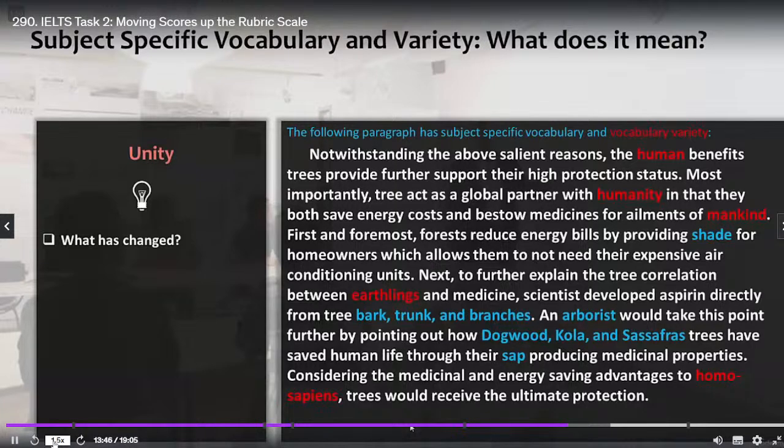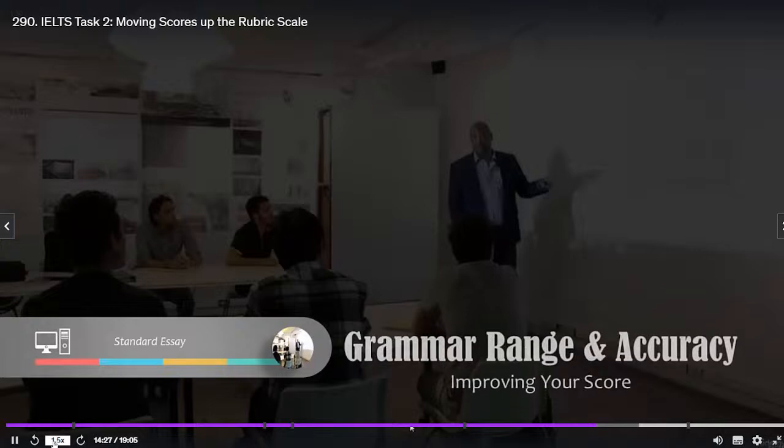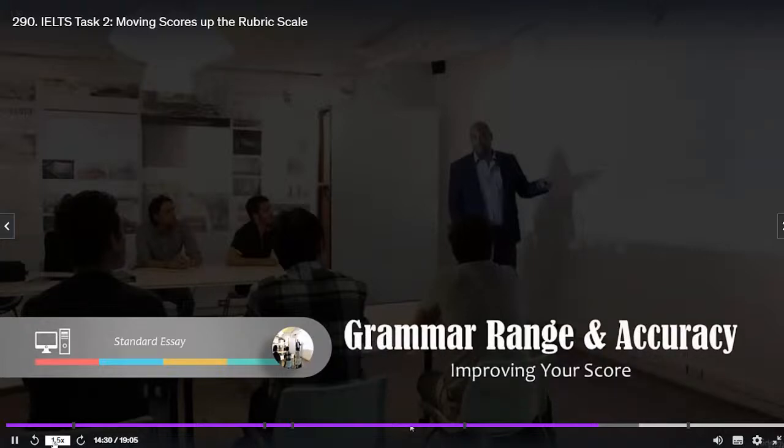Now, some of you may say to me, I don't know anything. I don't have a lot of vocabulary. Well, you have to read more, right? Stop watching TV. Stop watching movies. Read. The more you read, the better vocabulary you're going to have. Watching TV, watching movies is not really the best way to improve your vocabulary, your subject-specific vocabulary, right? That comes from reading. Now let's talk about grammar, range, and accuracy and improving your score.